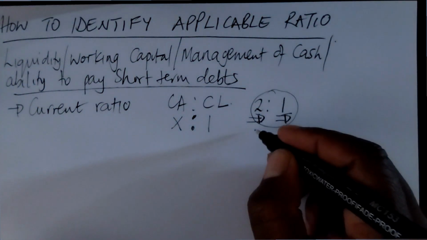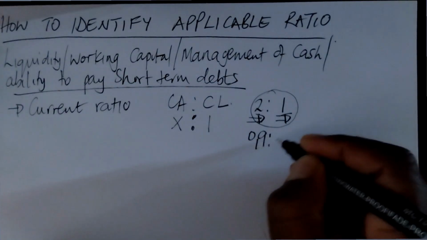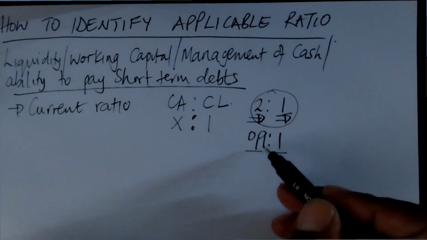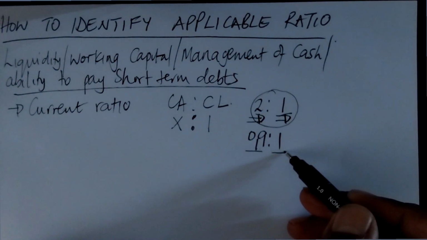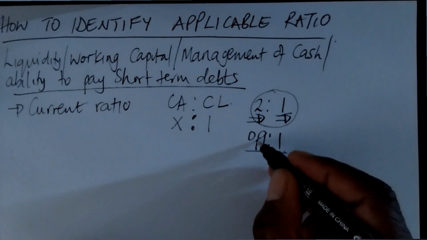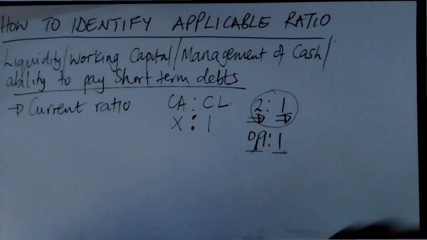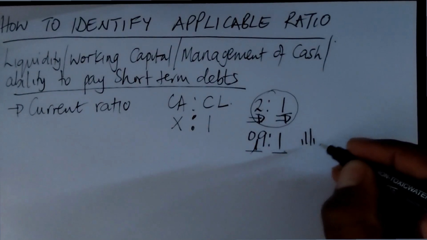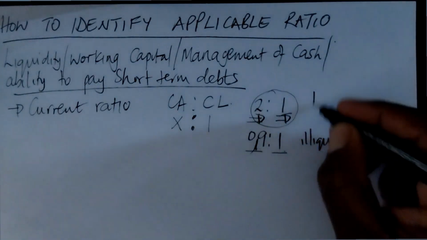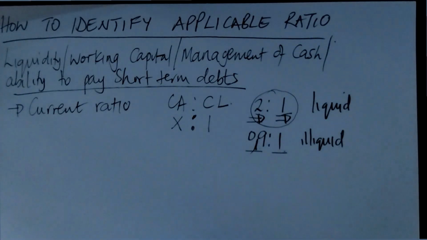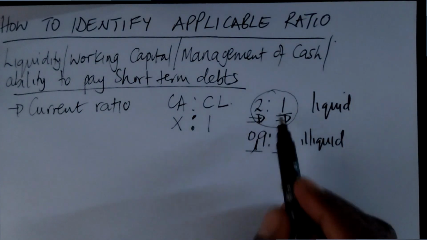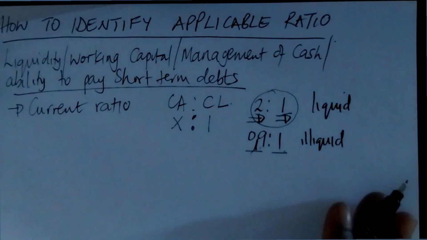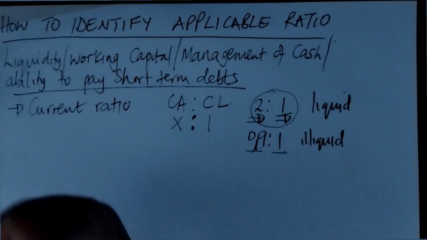Let's say it's 0.9:1. What this scenario shows you is that the business does not have enough current assets to pay current liabilities. In other words, during the time when you need to pay what you owe to your creditors, you will not have enough money. So in this case, we say the business is illiquid. So in the first scenario, the business is liquid. Why is it liquid? Because your current assets are more than your current liabilities. And in the second scenario, your current assets are less than your current liabilities.